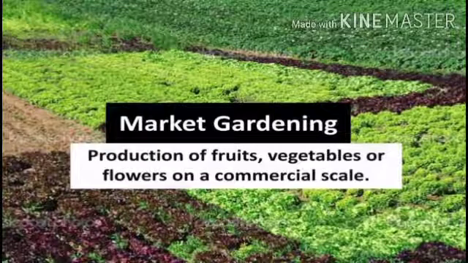Market gardening means farmers cultivate vegetables and other items in the vicinity of urban centers to cater the demand of city people. This type of cultivation works on the principle of economics, that is demand and supply. How much fruits and vegetables are needed in the city, that much only are cultivated by the farmers.